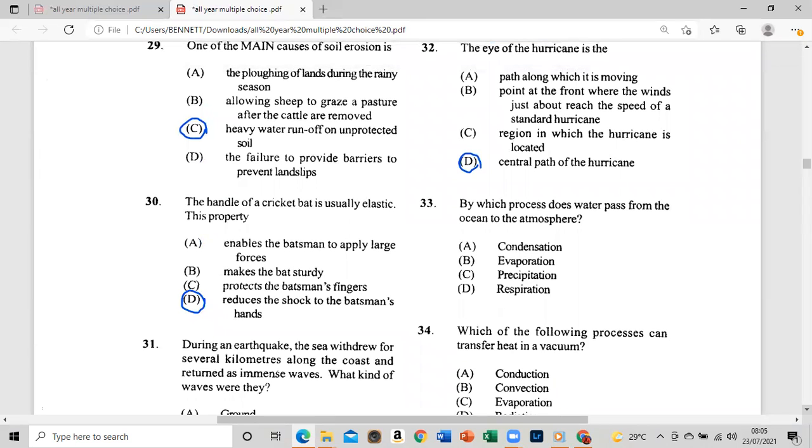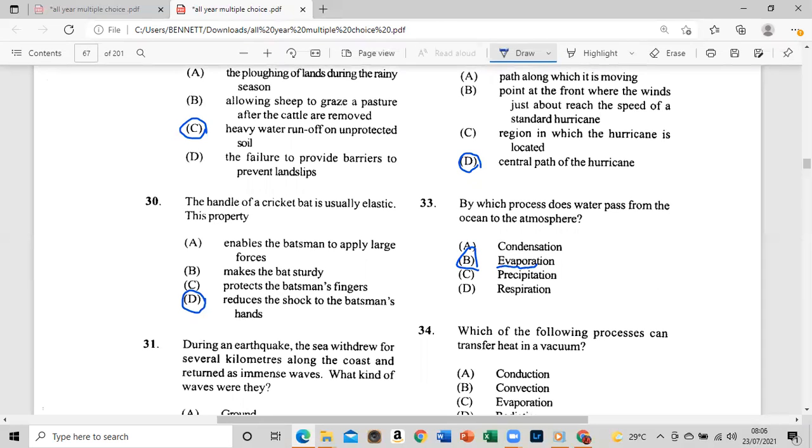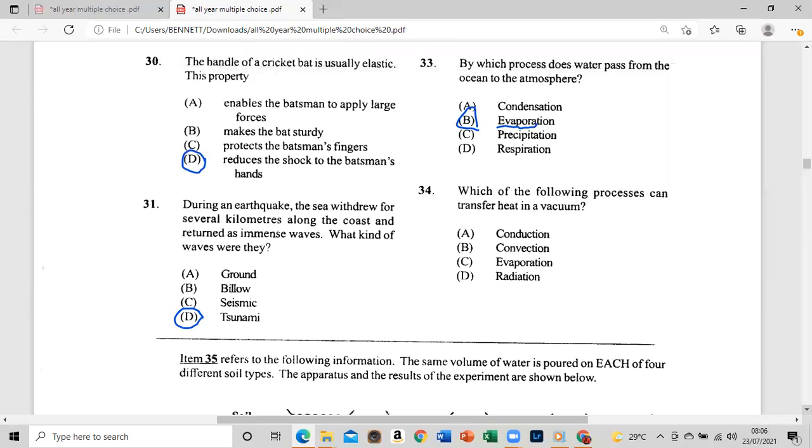By which process does the water pass from the ocean to the atmosphere? Is it A, condensation, B, evaporation, C, precipitation, or D, respiration? So number 33 is B, evaporation. Which of the following processes can transfer heat in a vacuum? Is it A, conduction, B, convection, C, evaporation, or D, radiation? So number 34 is radiation. So that is D.